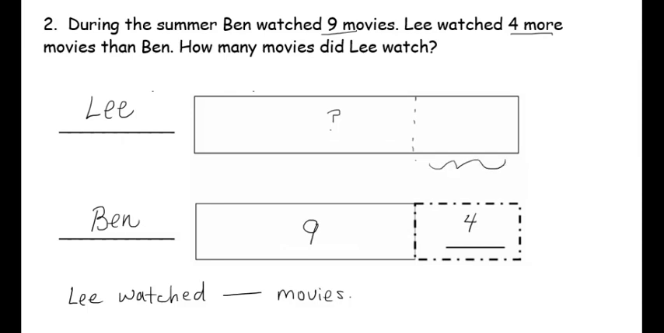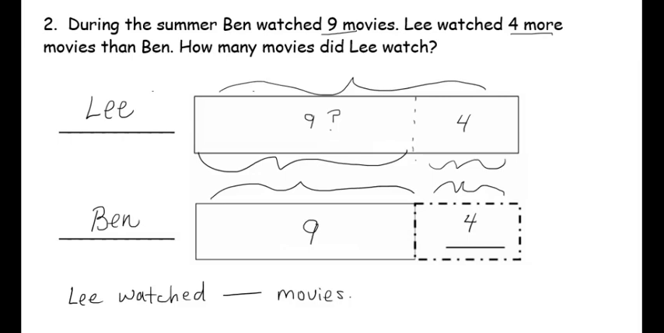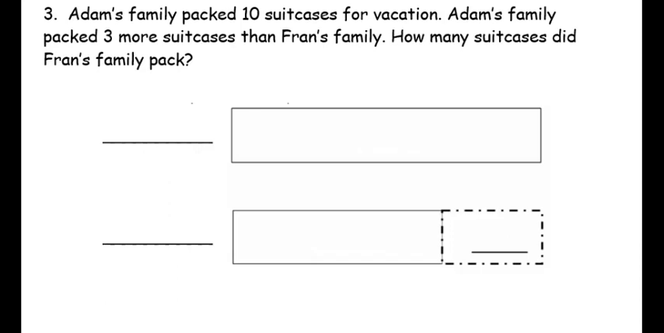So this portion equals 4. So now I just have to ask myself, if this portion is 4, and we know that this tape would be equal to Ben's, that's going to be 9, the two tapes put together would equal 13. That means Lee watched 13 movies, and 13 is 4 more than 9, so that makes sense with our problem. Let's look at one more.